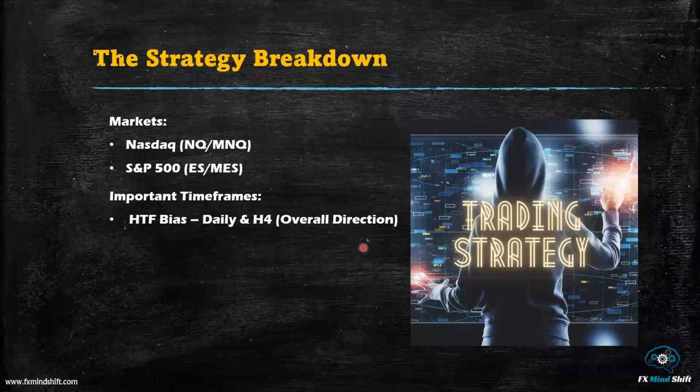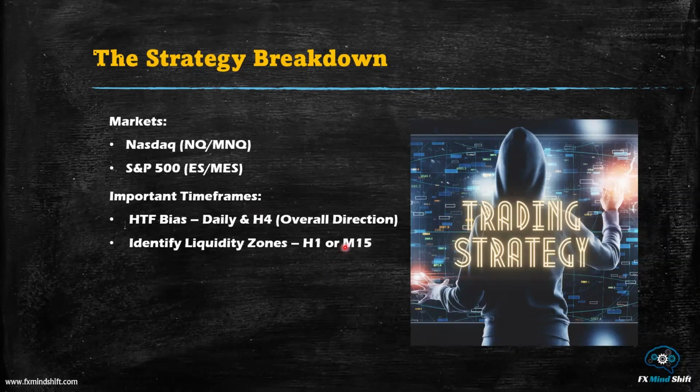Okay. Once you have that in place, what you're going to do is drop down to an intermediate time frame. So this could be like an H1, M30, M15, something like that, right? And you're going to identify what we call liquidity zones, right? So basically areas of liquidity where price is going to draw to, right? And then you're going to watch for reactions, and then you're going to look on the lower time frames like an M5 or an M1 for your setup and for your entry confirmations.